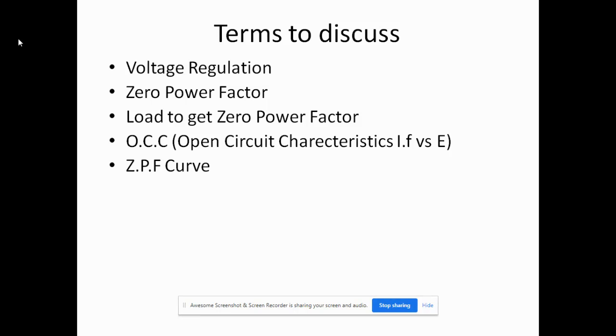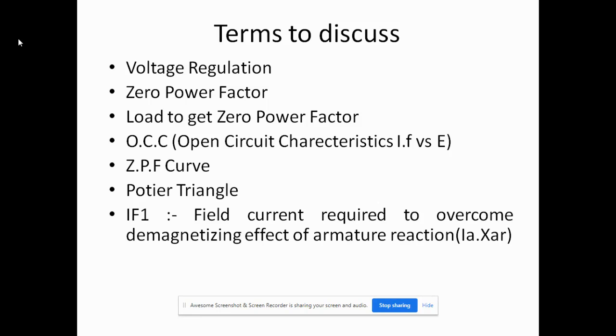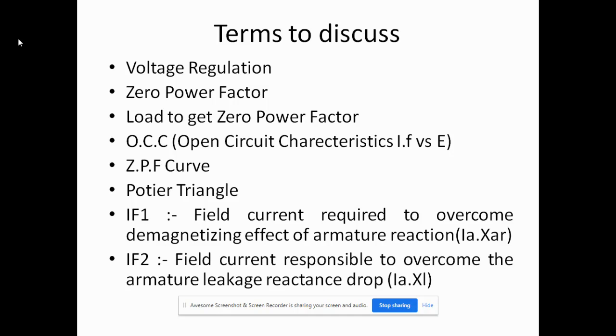Next is Z.P.F curve, then Pottier triangle, then the field current required to overcome the demagnetizing effect of armature reaction, that is Ia into XAR drop, and next the second field current which is responsible to overcome the armature leakage reactance drop, that is Ia into XL. These are the two drops that will be experienced during the voltage regulation process. So one by one we'll start to discuss.